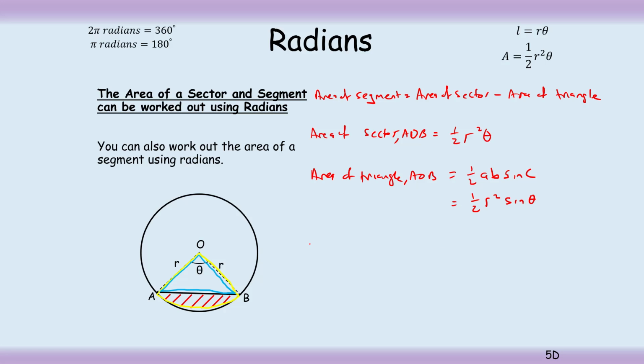So we've got our two formulas, so we can say the area of the segment, therefore, is going to be equal to a half r squared theta, that's the whole sector, minus the area of the triangle, a half r squared sine theta. And that's pretty much job done. I just need to simplify, factorize what's common to both, and that's a half of r squared, leaves me with theta minus sine theta. So that's the area of the segment.